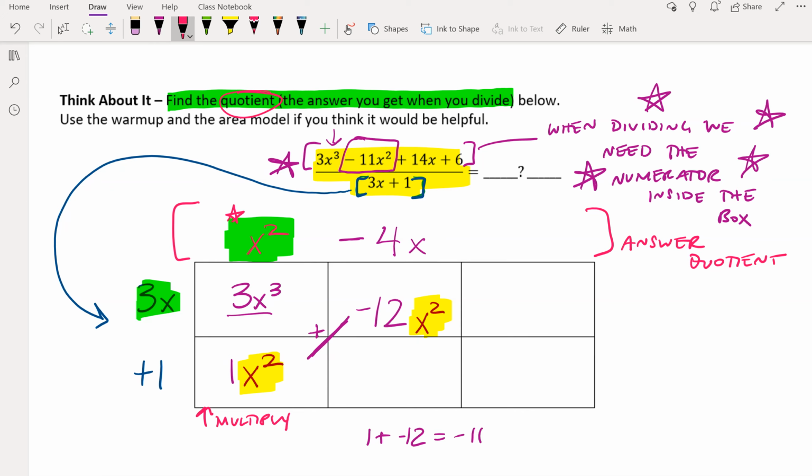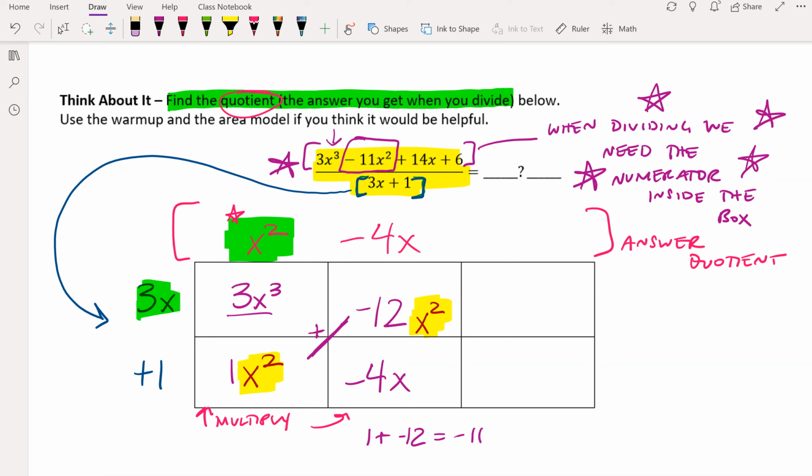So we're going to multiply to get this one also. Oops, sorry, I'm trying to keep my colors separate. Answer's in pink. Numerator is in purple inside the box. Okay, cool. So let's multiply. Now we're going to do 1 times negative 4x to get what goes in this space. So 1 times negative 4, that's negative 4x.